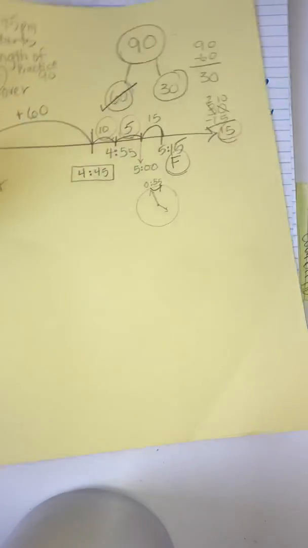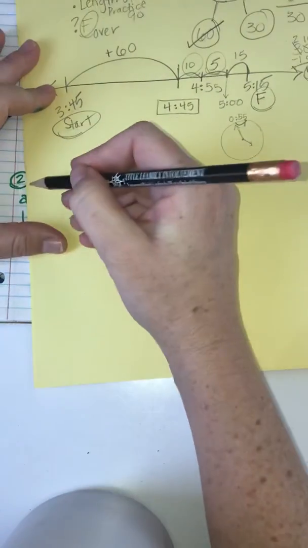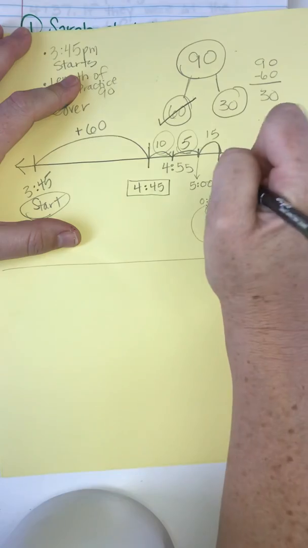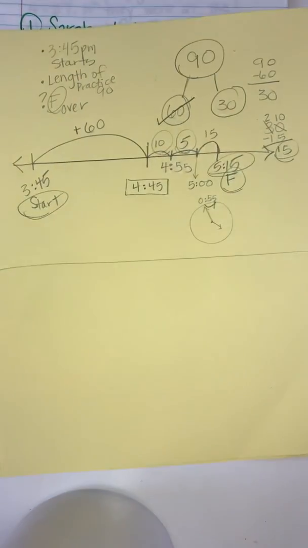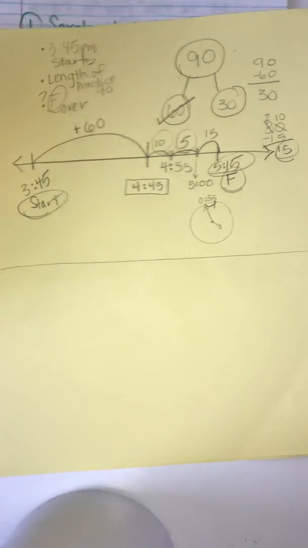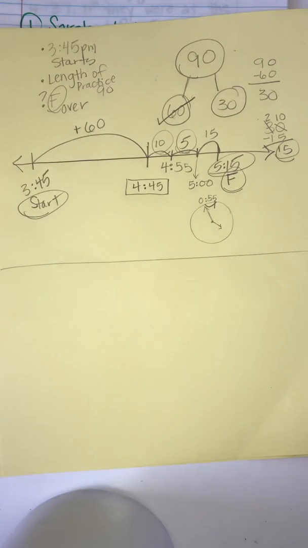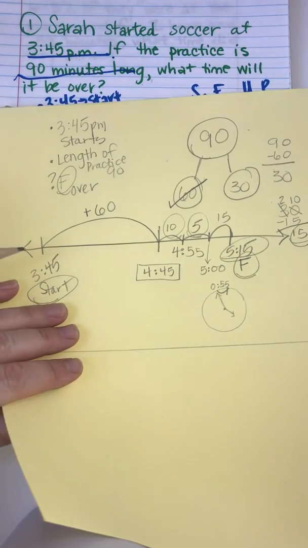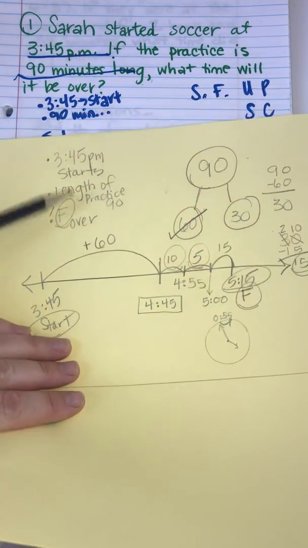So S and F, start and finish, is a strategy that can help us. So now the last step is to go back and double check our math. So we would do that by thinking through, okay, rereading the problem. It started at 3:45. The practice is 90 minutes long. What time will it be over?